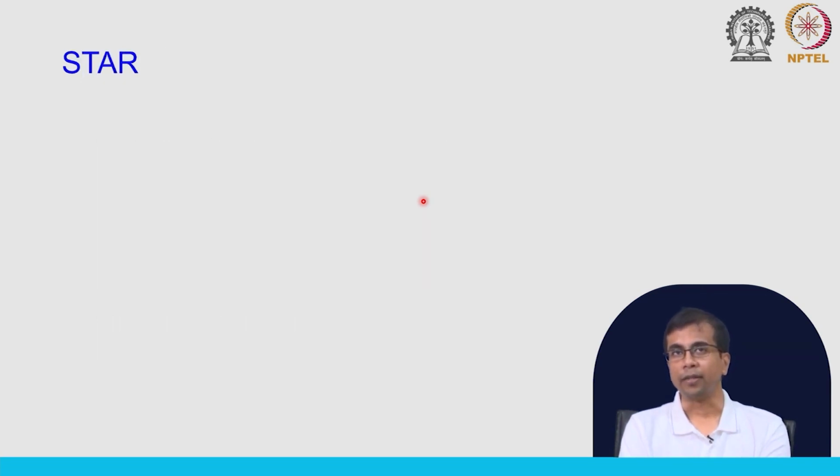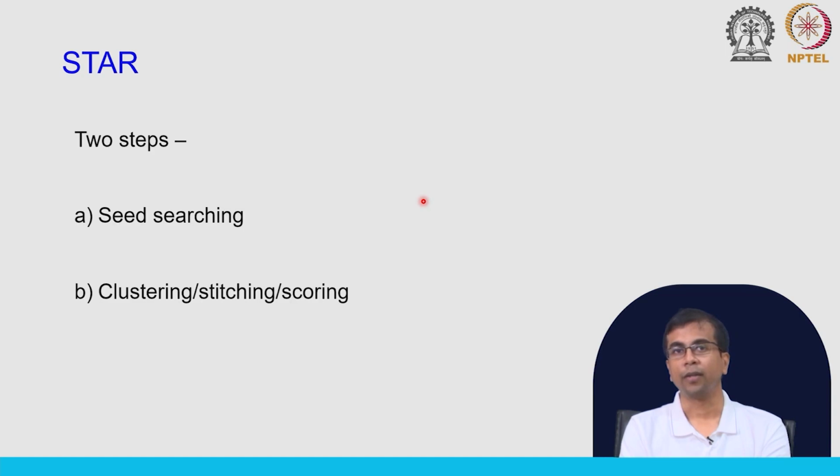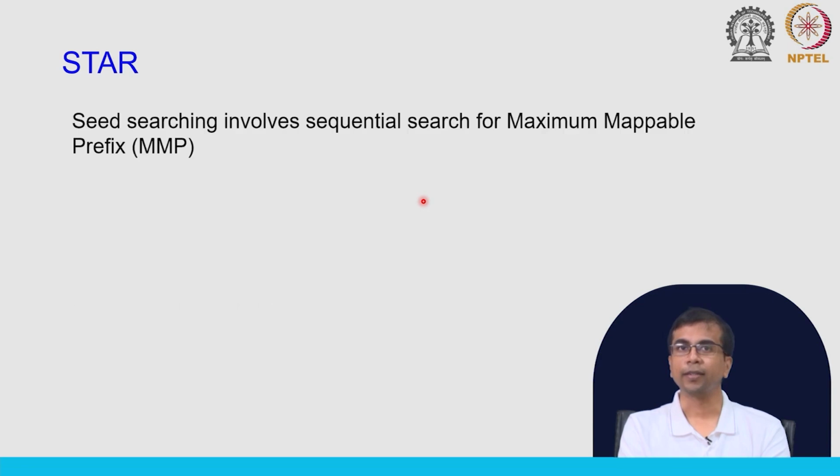Okay, so another tool is STAR. There are two steps in this process. It relies on something called seed searching, and then in the second step, clustering, stitching and scoring. It sounds very familiar to us, the seed searching. You are generating seeds and searching against the reference sequence. We have looked into different algorithms that will do that. And what it does involves something called sequential search for maximum mappable prefix, or MMP.